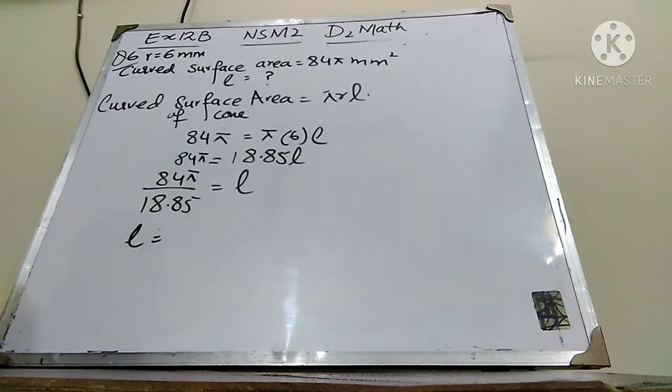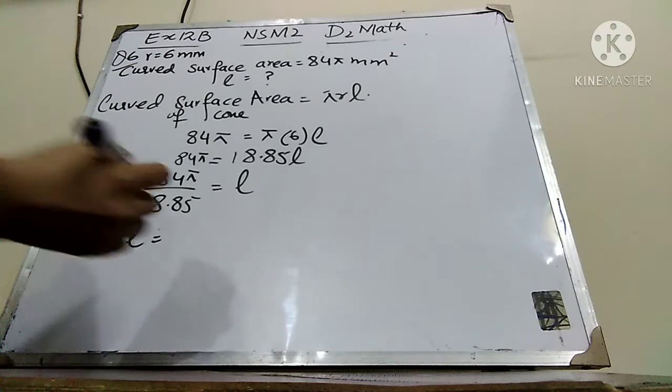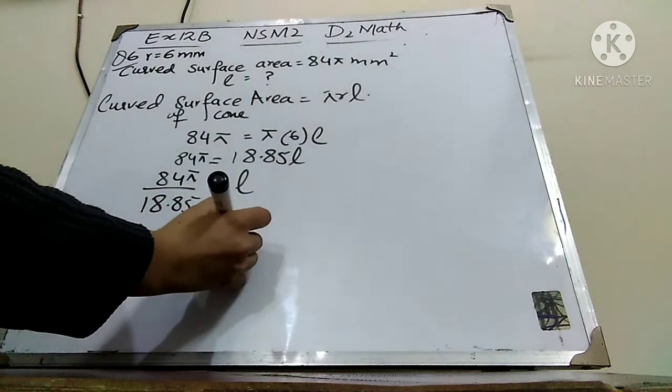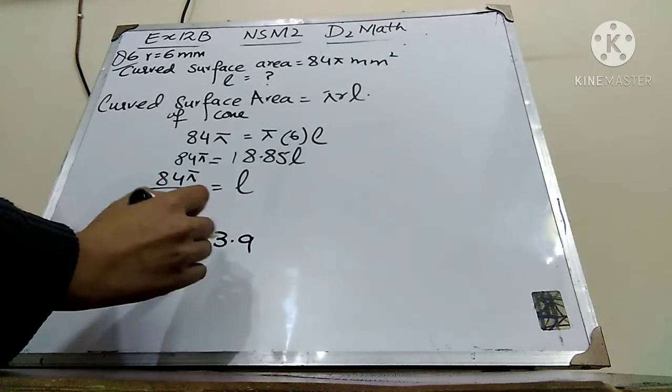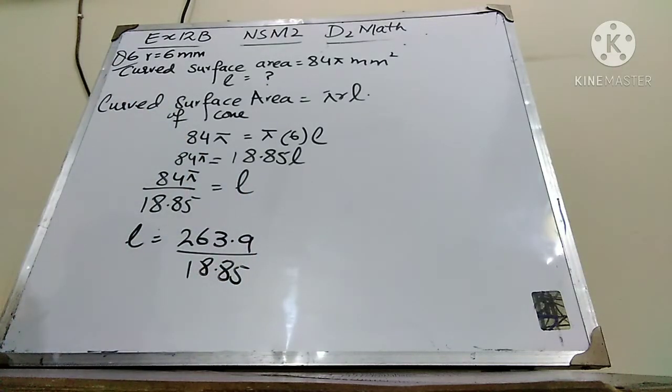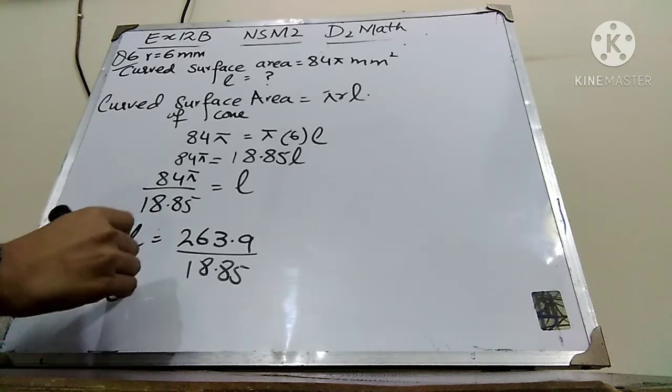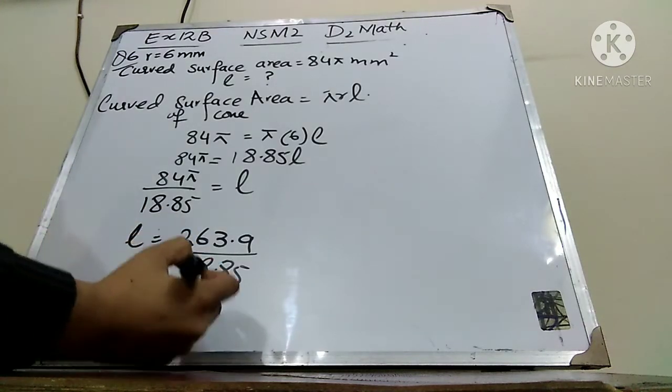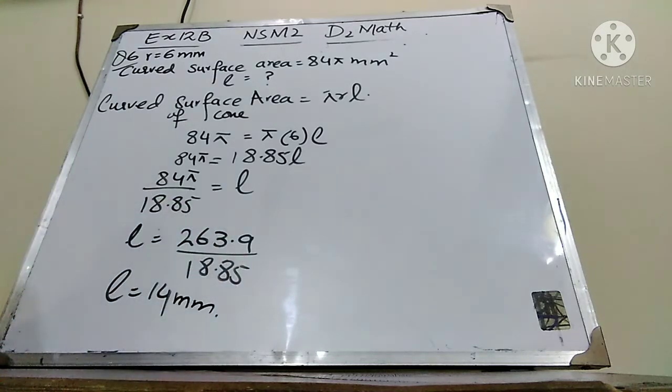So 84 pi will be equal to 84 multiplied by pi. Yes, it's equal to 263.89. So I can round off to 263.9 and divide it with 18.85. So it's 13.9. So when I round off, I will get 14. So 14 millimeter is the length, the slant height of the cone. So just remember that you can do one more thing.